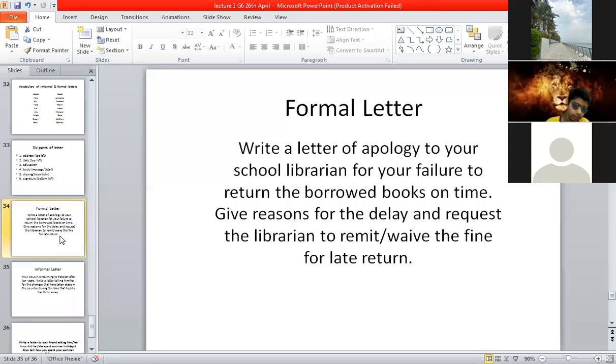So I'm giving you 3 to 4 minutes. Just think about it. Within 2 to 3 minutes, think about it. What will you be writing in the letter of apology? I'll be asking you the points of it. What are the reasons that you could not return the books? And then how will you request the librarian to remit the fine? Okay. Within 3 minutes, think about it and then tell me just the points.